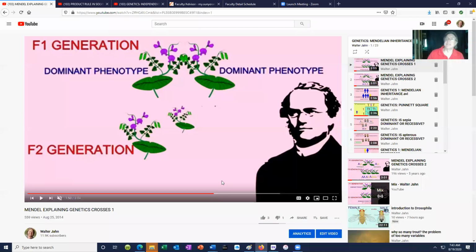Mendel founded the science of genetics. Before Mendel, asking questions about inheritance was not only fraught with error, but just ignorance, misunderstanding, even superstition.